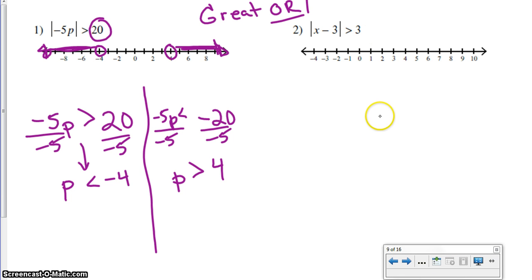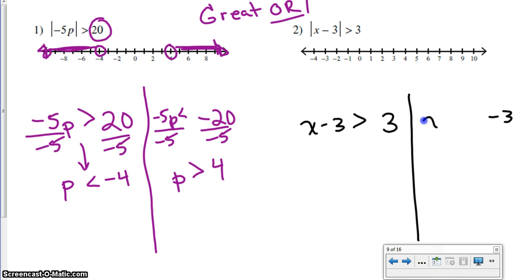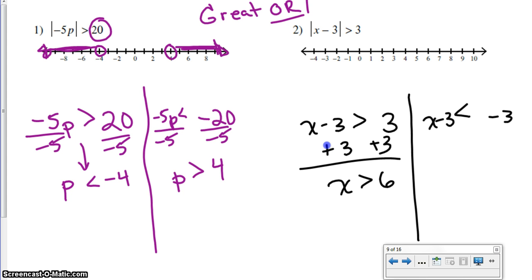All right, I have a positive 3, I have a negative 3. I have x minus 3 is greater than 3. I have x minus 3 is less than negative 3. Add 3, x is greater than 6. Add 3, x is less than 0. Greater than 6, arrow goes right. Less than 0, arrow goes left.